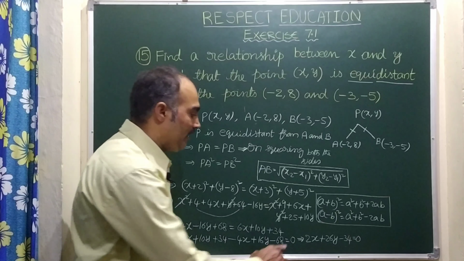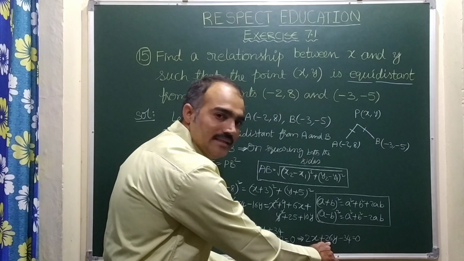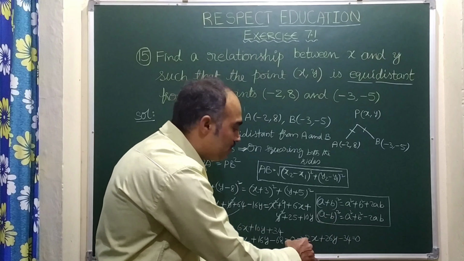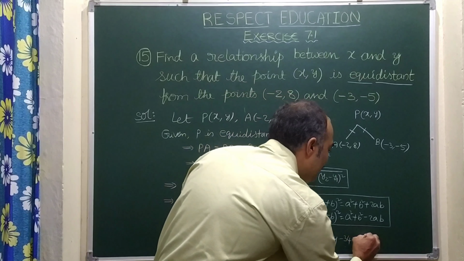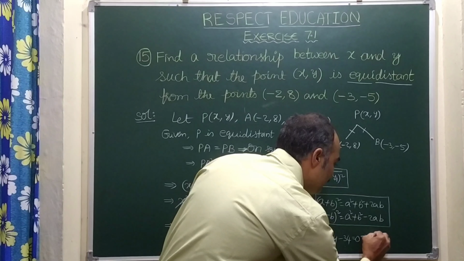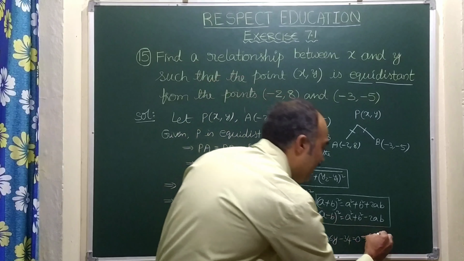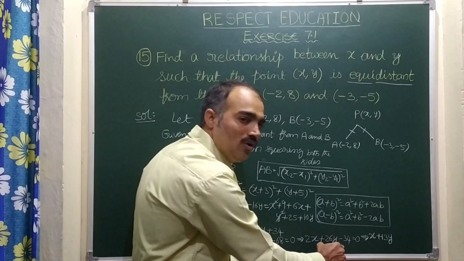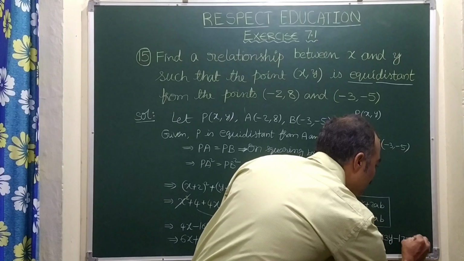Now let us compare. Here we have 2 and here 26, in that again 2 is there, and 34, in that again 2 is there. So let us divide the whole equation by 2. Now what do we get here? Finally 2x by 2 is x, plus 26 by 2 is 13y. Here 34 by 2, minus 34 by 2 is minus 17, equal to 0.